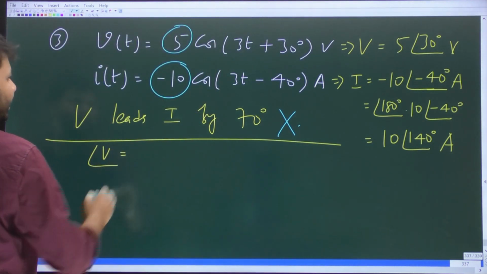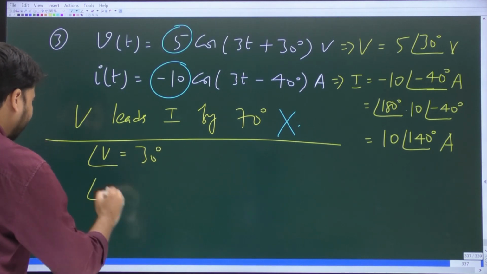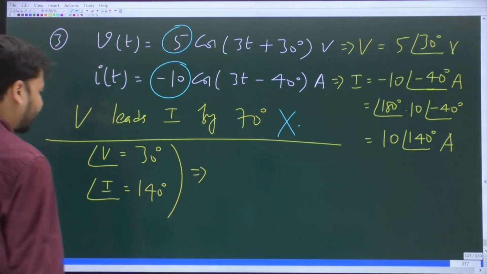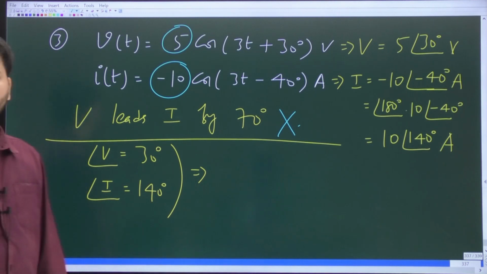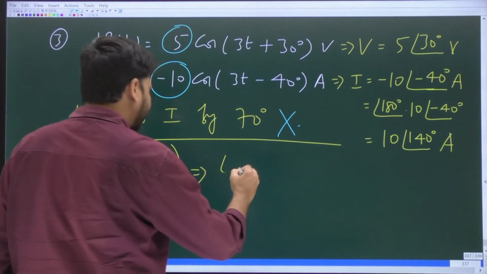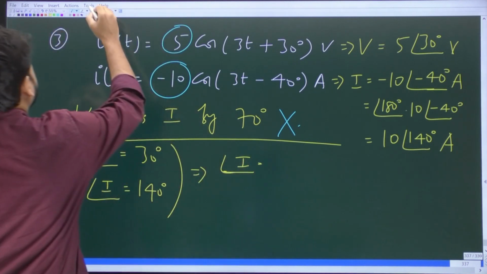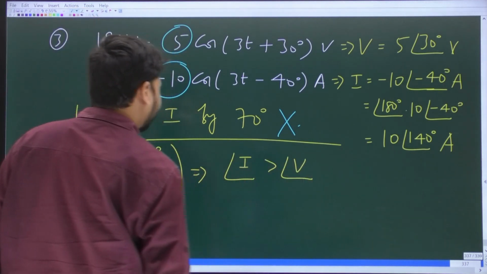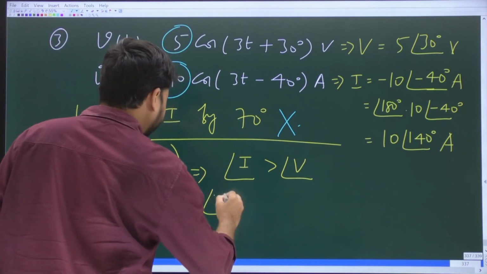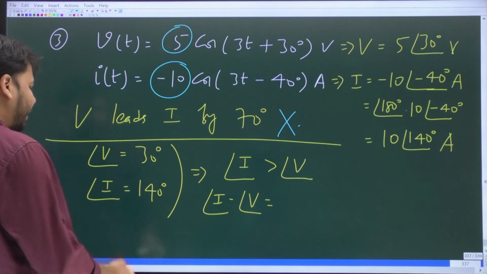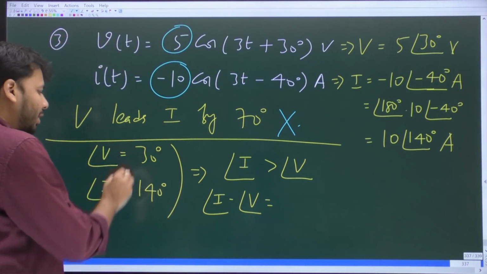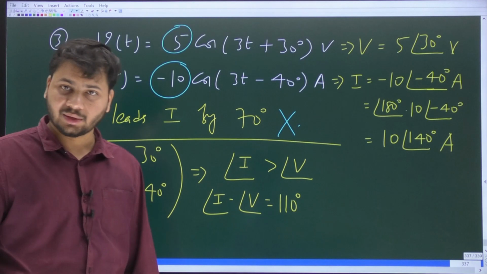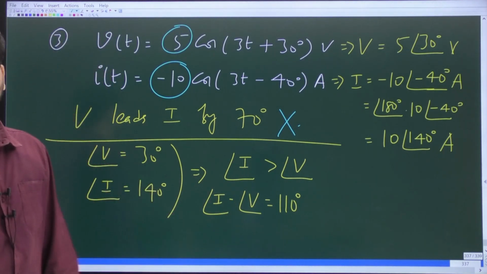So what is the angle of the voltage? It is 30 degrees. What is the angle of the current? It is 140 degrees. So from here, can't we see that the angle of the current is more than the angle of the voltage? Yes. So angle of I is greater than angle of V. And also angle of I minus angle of V, the phase difference between current and voltage, is 140 minus 30, which is 110 degrees. That means ultimately, we can say that current leads voltage by 110 degrees.